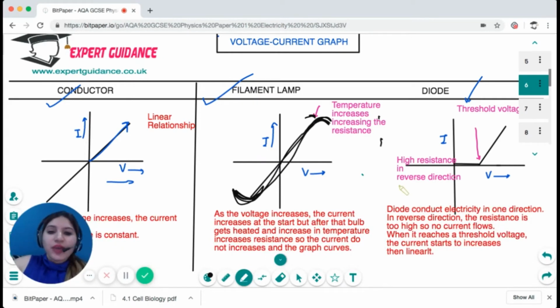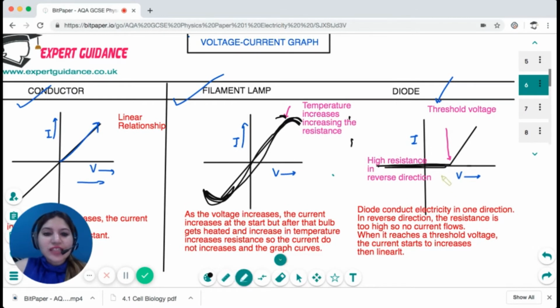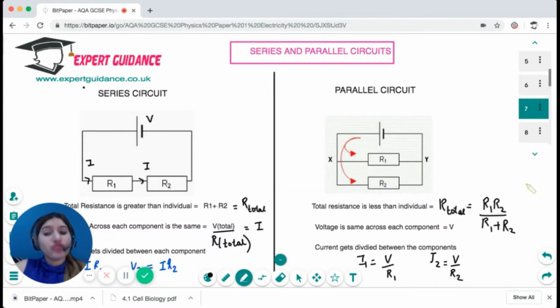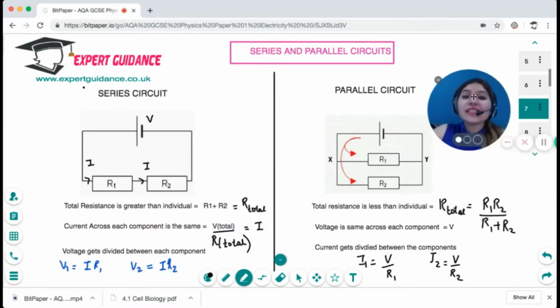Next is a diode. Remember, a diode conducts electricity in one direction. So there's a flat line in the reverse direction, and the diode needs a certain threshold voltage, and then it starts to conduct current. This point is your threshold voltage. In the reverse direction, the resistance is too high, so no current flows. When it reaches the threshold voltage, the current starts to increase, and then it becomes a linear relationship. I hope these voltage-current graphs are clear to you. You should be able to sketch them in the exam and explain these shapes.